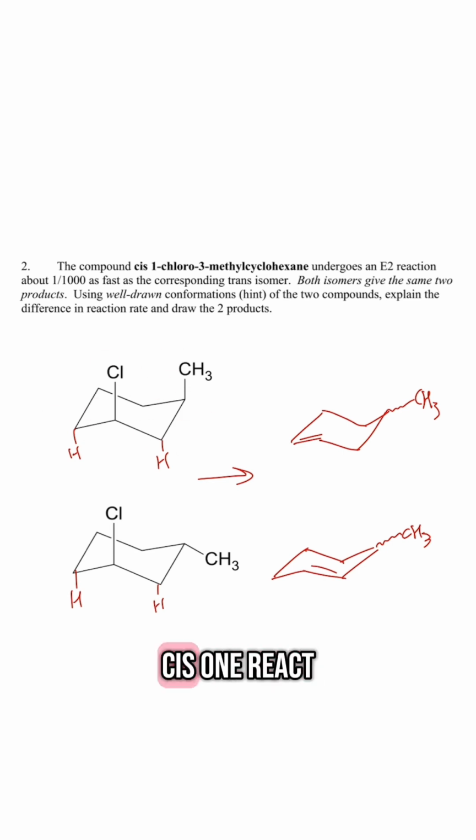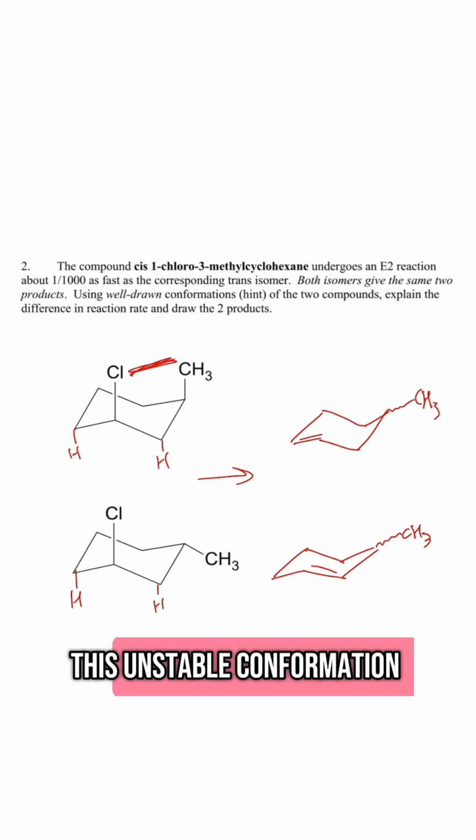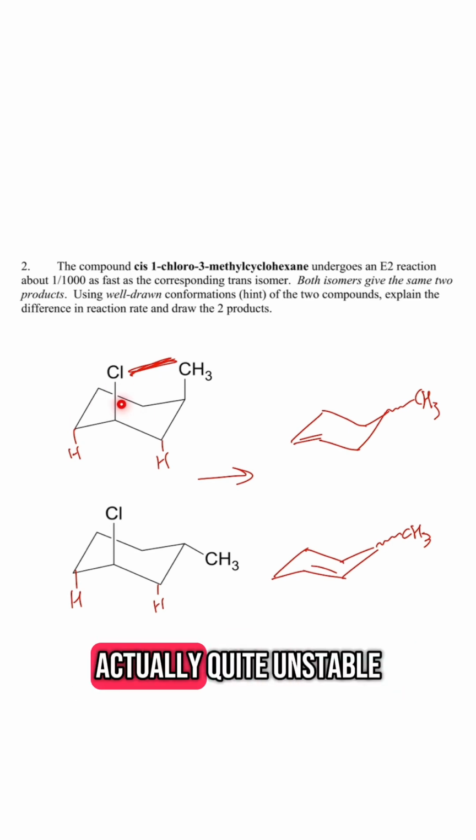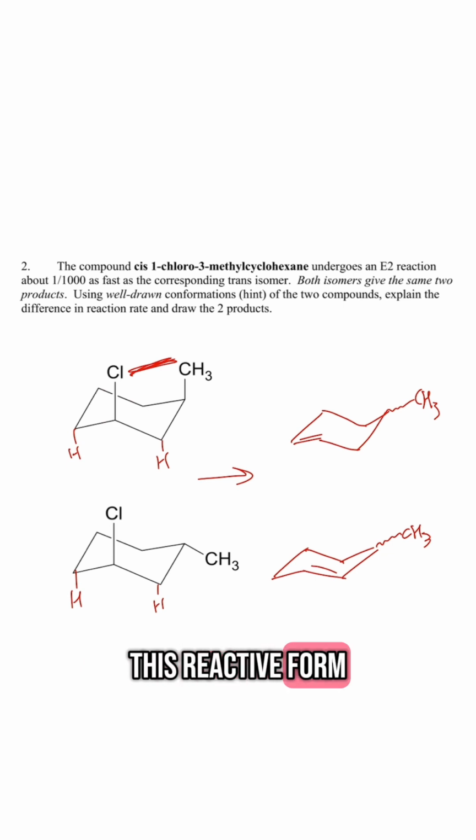However, why does this cis one react 1,000 times slower than this one? Well, you see here in the cis, they're both axial up, which creates this 1,3-diaxial interaction right here between these two, which strains the ring and makes this an unstable conformation. So this is actually quite unstable, though it is its reactive form.